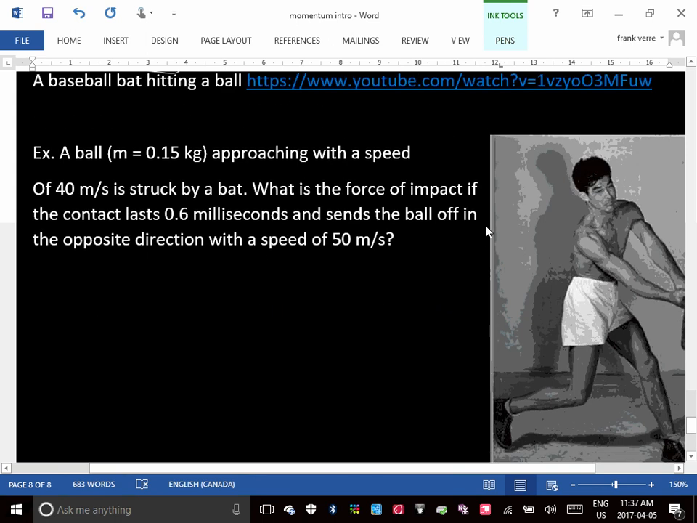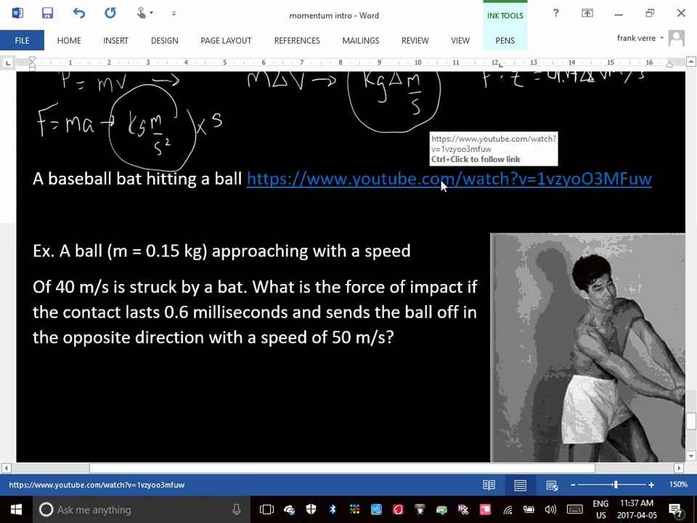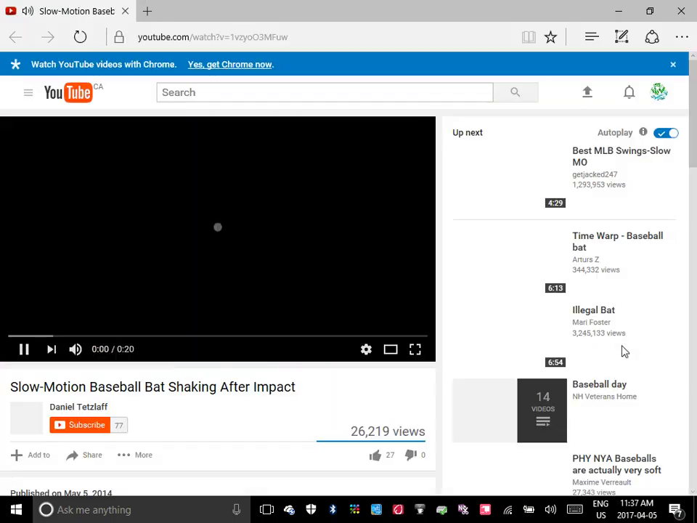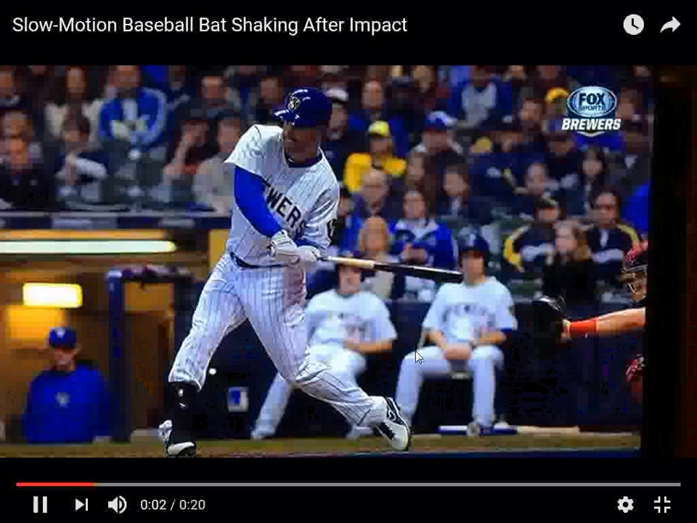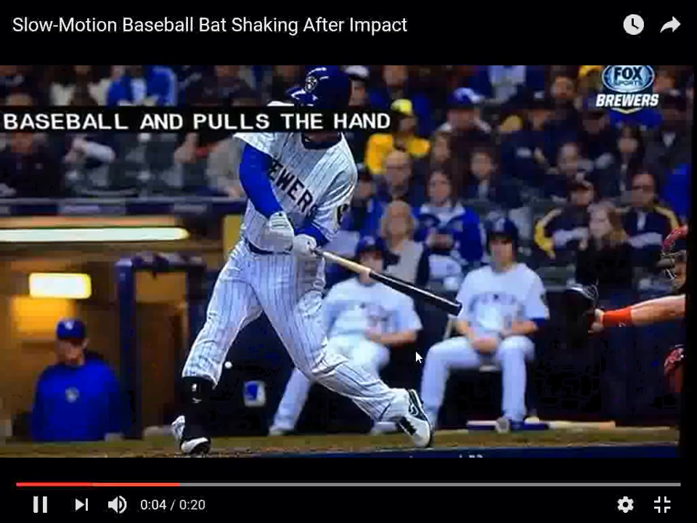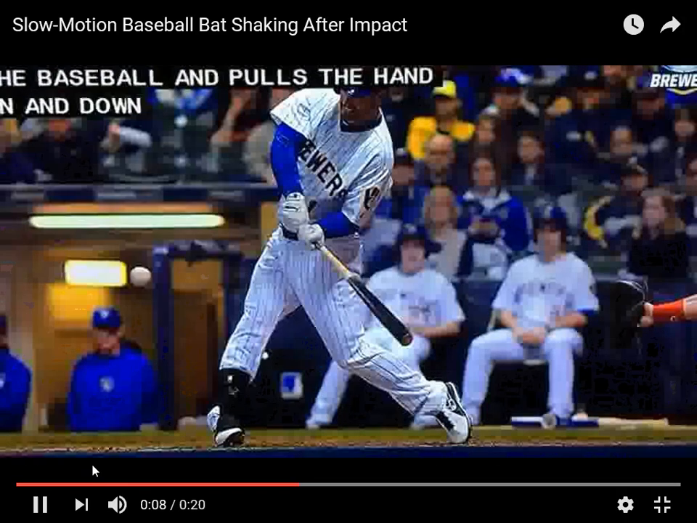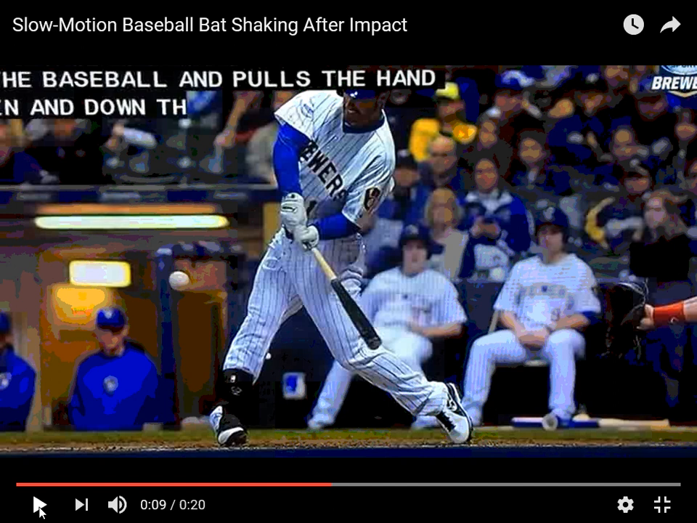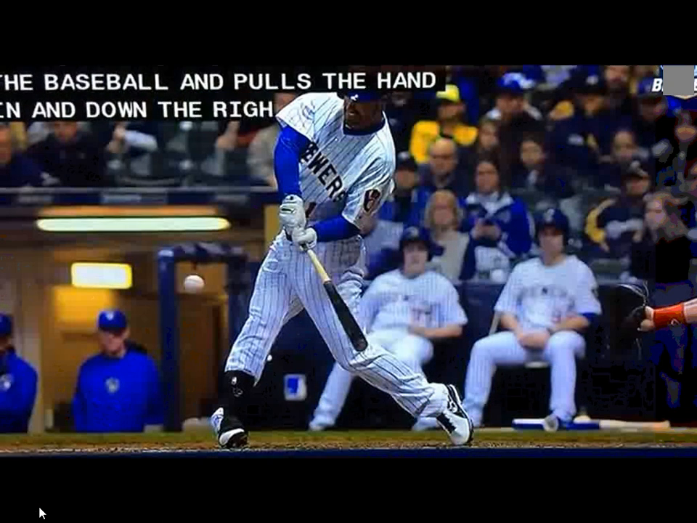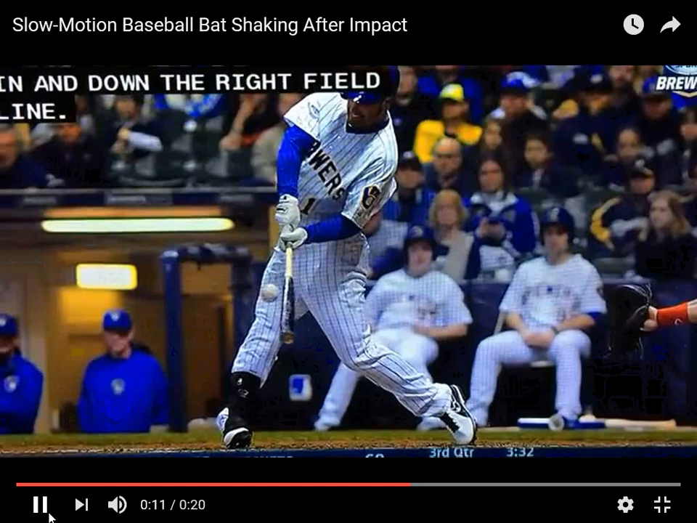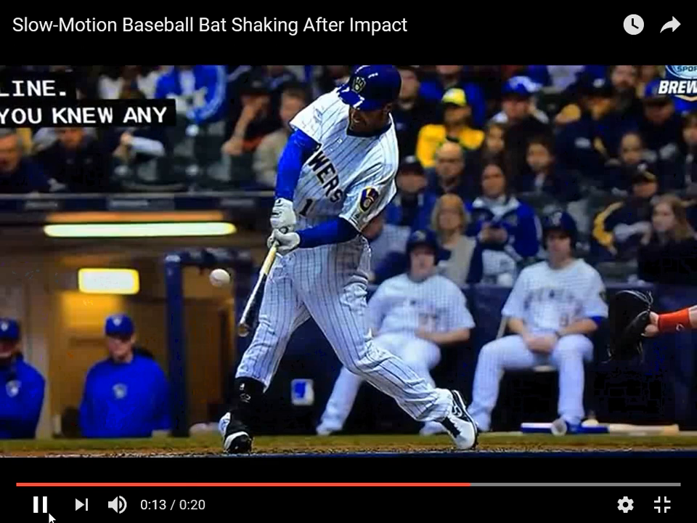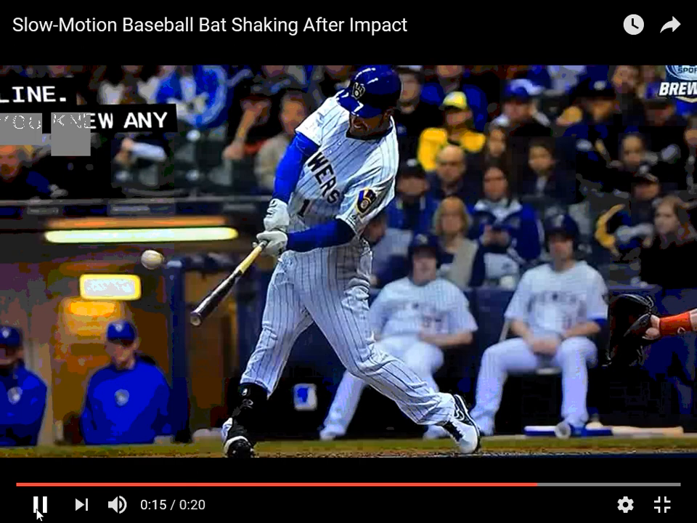So let's take a look. Hopefully this opens up. Alright, here we go. So this is in slow motion, alright? So you can see here, the ball is coming. Now I want you to look at the speed of the ball. Obviously you know it's going to change. And then I want you to look at the speed of the bat. Okay? Take a look. You'll notice the bat vibrates. It does actually slow down a little bit.